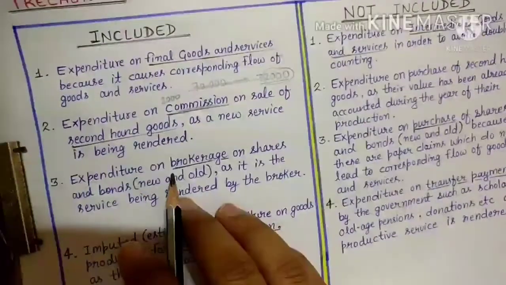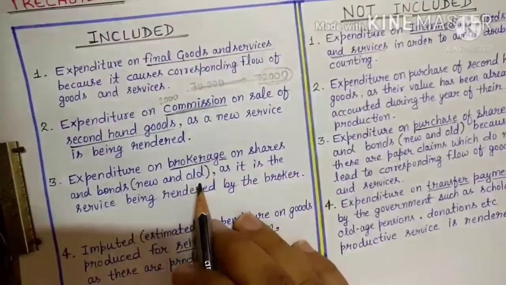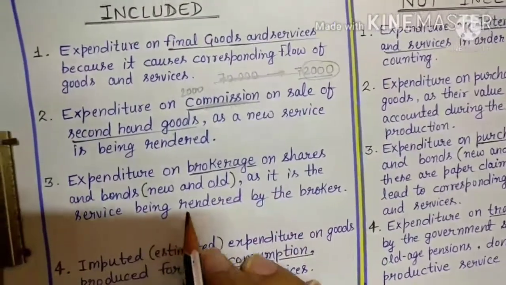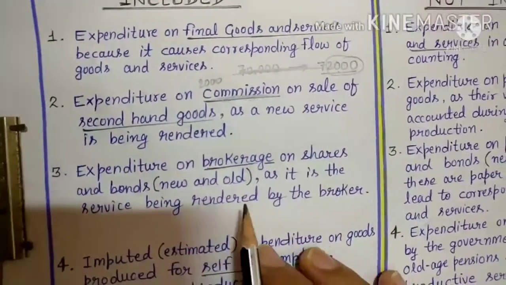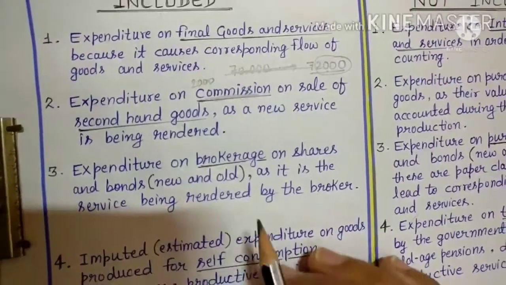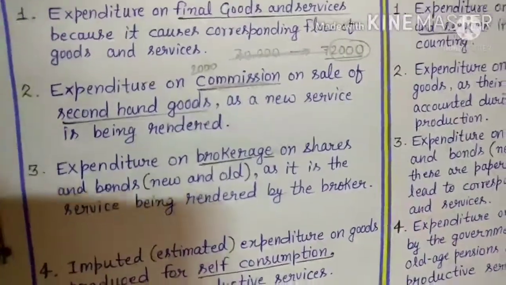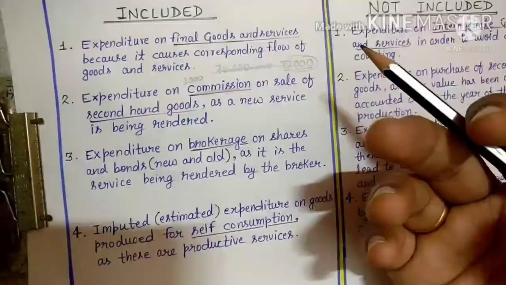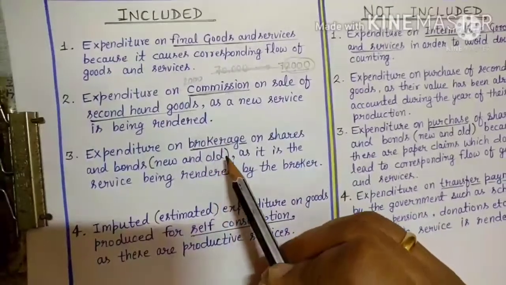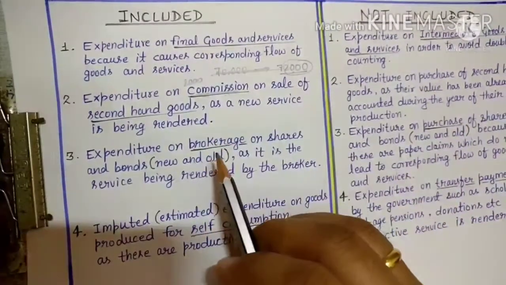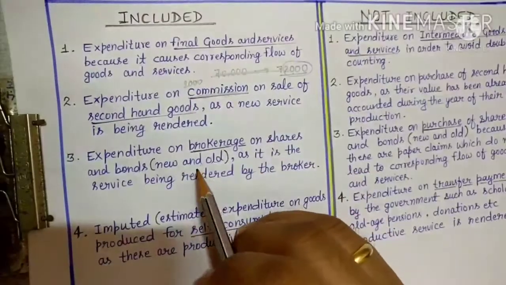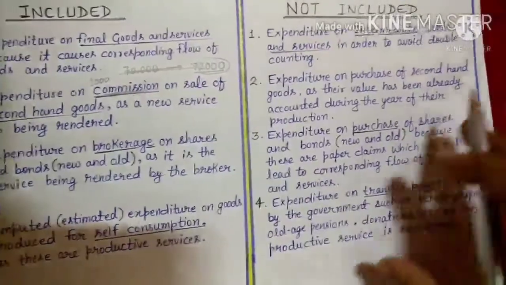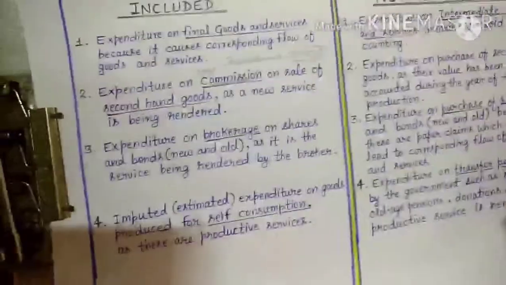But if a person is getting any brokerage, or you can say commission, on shares and bonds, either new or old, then it will be included in the national income, because it will be regarded as a service rendered by the broker. He is rendering his services as a broker, so he takes his brokerage as a commission, and that will be included in the national income. Again, brokerage on shares and bonds will be included, but expenditure on the purchase of shares and bonds will not. So don't be confused here.